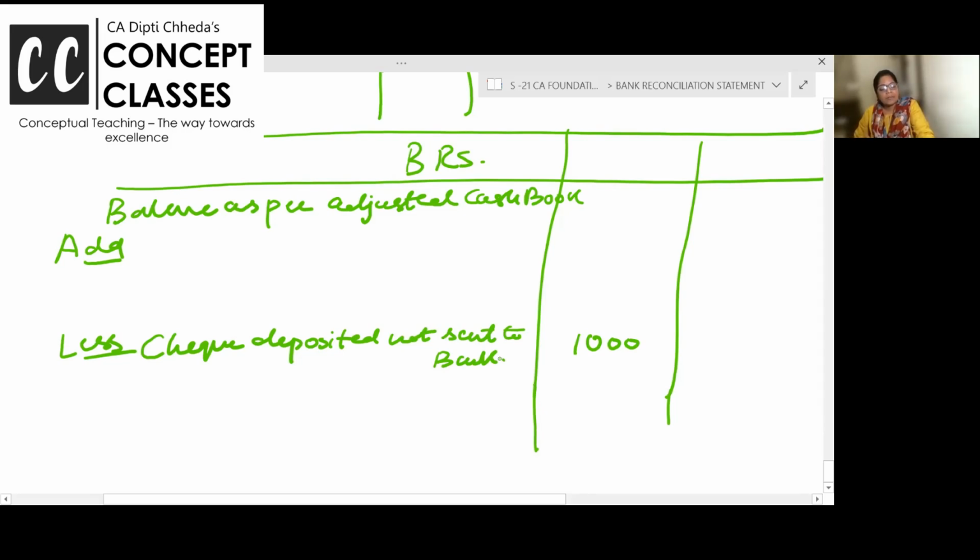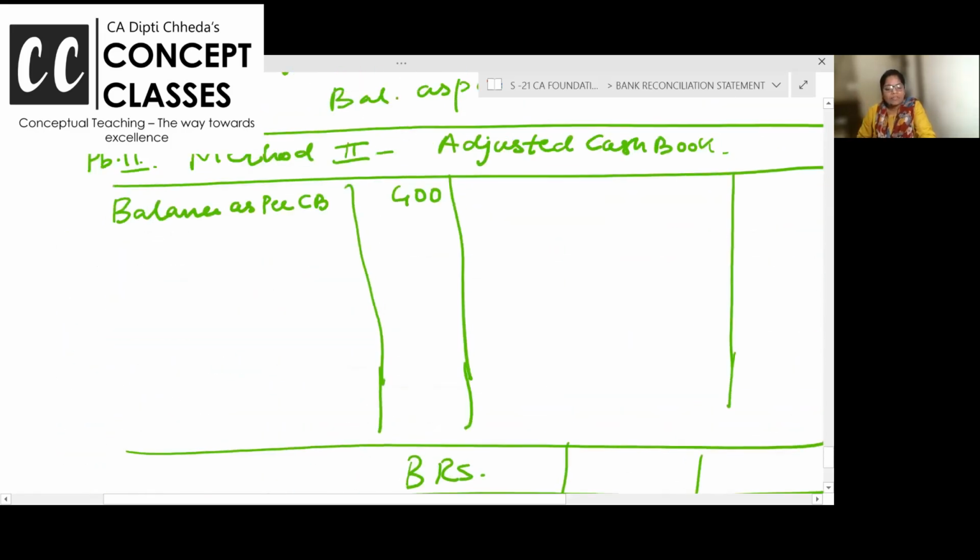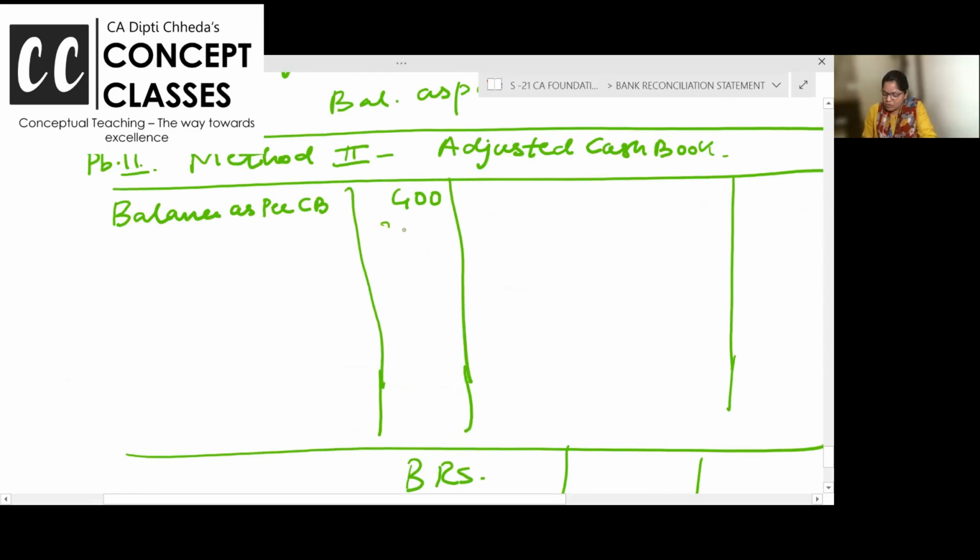Next, check deposited in the bank but not recorded in the cash book. Now this is reverse. I deposited the check in the bank. I have not recorded in the cash book. So I should record 2000. Check deposited, not recorded in the cash book. Record now.